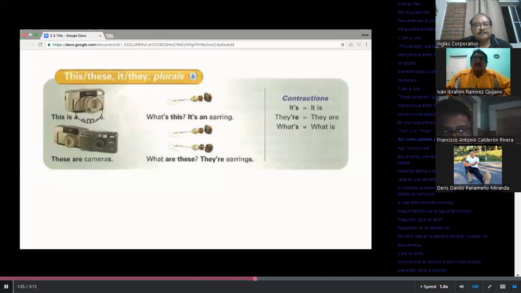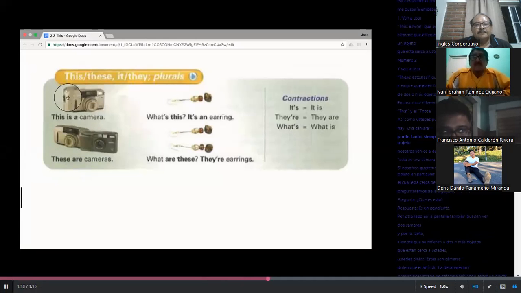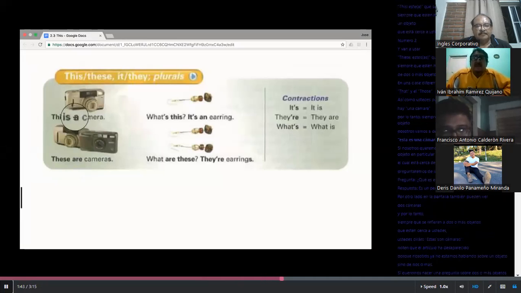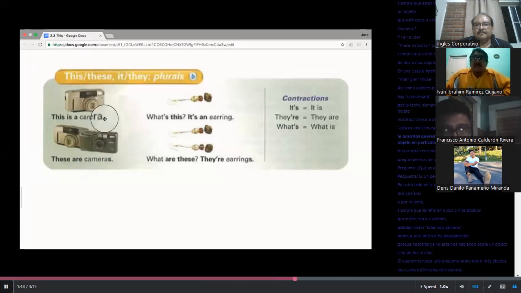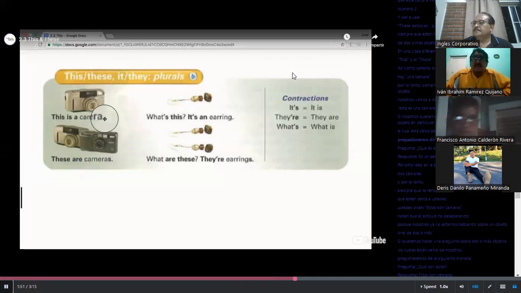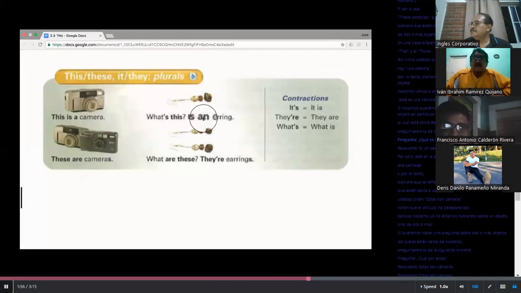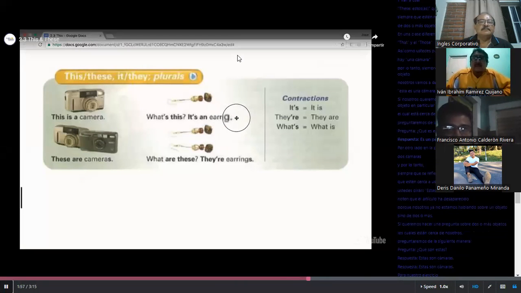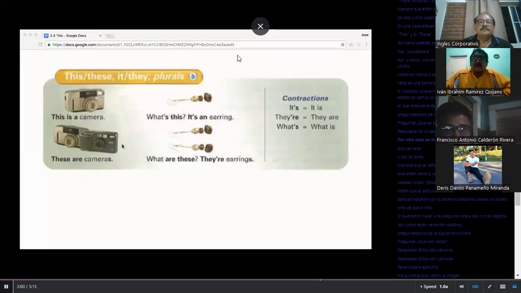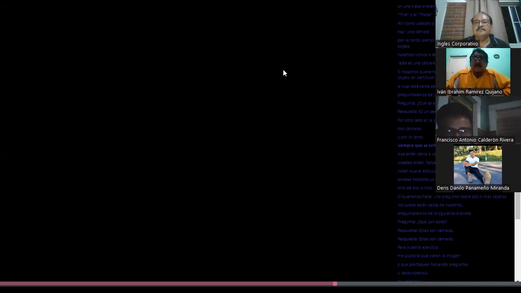So as you can see on the screen, there is a camera. And therefore, whenever we talk about one object, we're going to say, this is a camera. If we want to ask a question about a particular object which is near to us, we will ask in the following way. What's this? It's an earring. On the other hand, on the screen, you also see two cameras. And therefore, whenever you refer to two or more objects which are near from you, you will say, these are cameras.